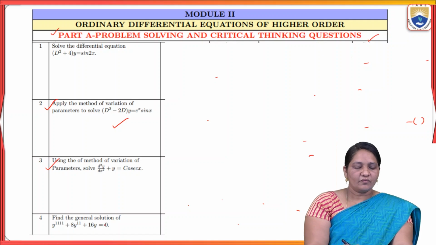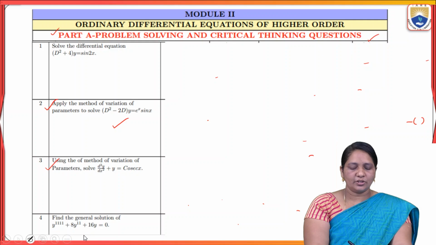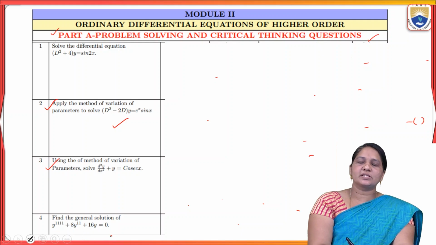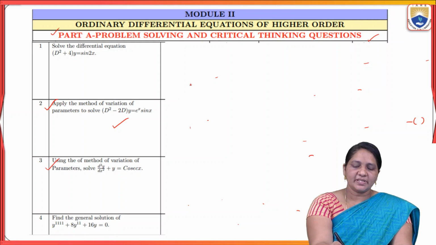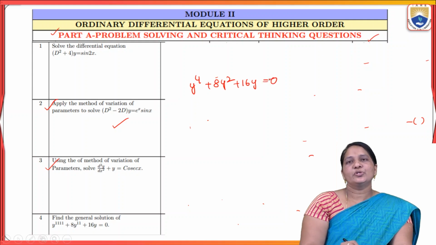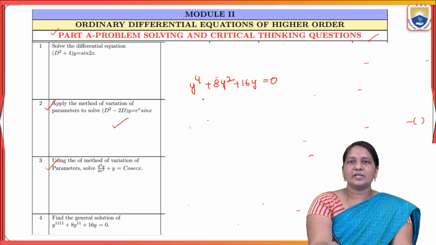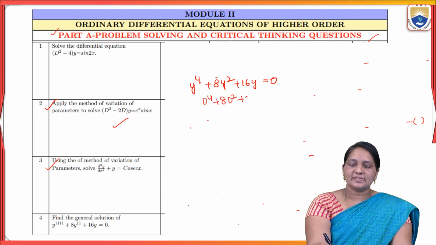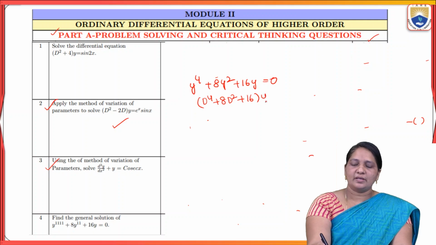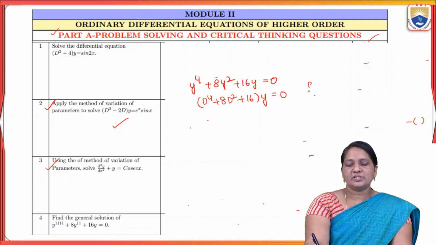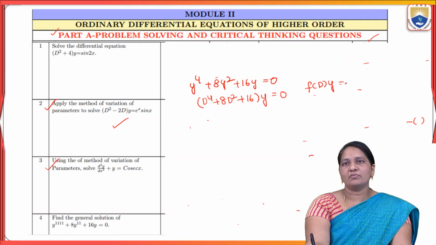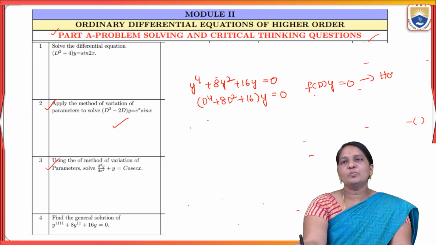parameters. See this one. Find the general solution of y power 4 plus 8 into y double dash plus 16 into y equal to 0. So that means y power 4 plus 8 into y square plus 16 into y equal to 0. So this is in the form of d power 4 plus 8 into d square plus 16 into y is equal to 0. So this is in the form of f of d into y equal to 0. Nothing but this is the homogeneous equation.